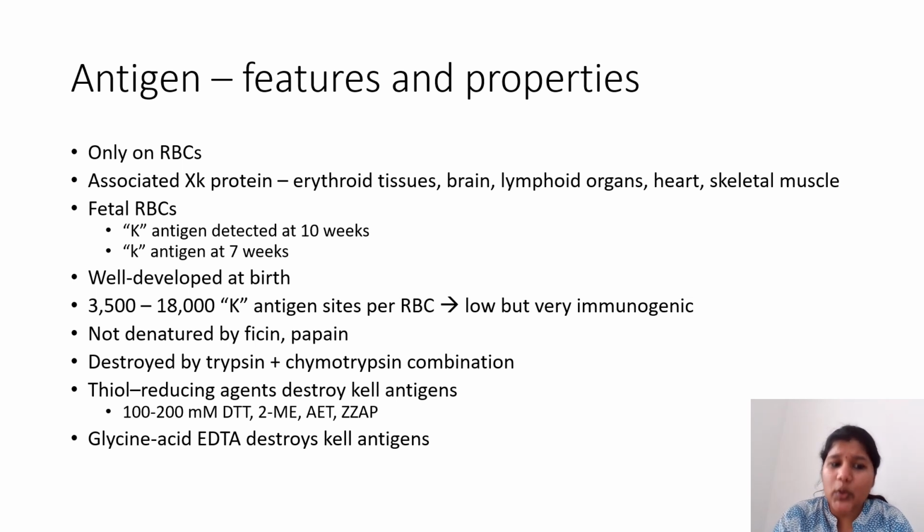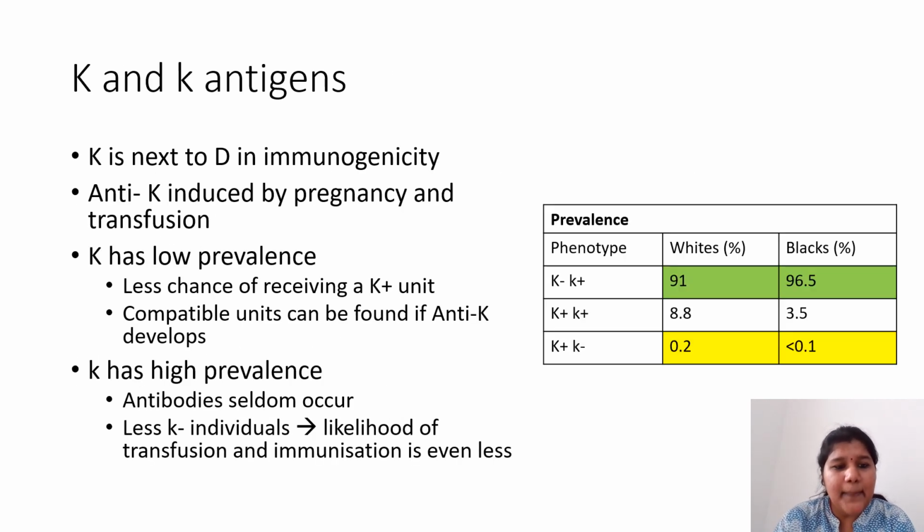The antigens are present only on RBCs. The associated XK protein is present in other erythroid tissues, brain, lymphoid organs, heart, skeletal muscle, etc. In the fetal RBCs, capital K is detected at 10 weeks and small k is detected at 7 weeks. They are well developed at birth. They are not denatured by ficin and papain, but destroyed by trypsin and chymotrypsin. They are also destroyed by other thiol-reducing agents and glycine acid EDTA. The capital K is next to D in immunogenicity.